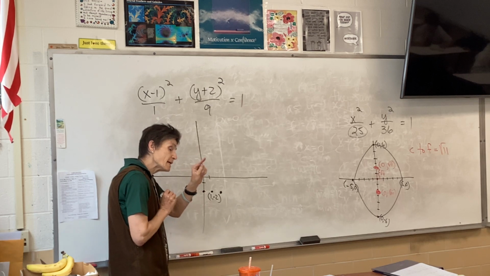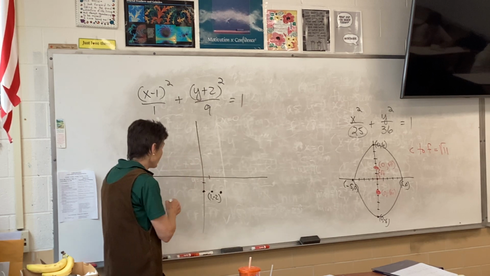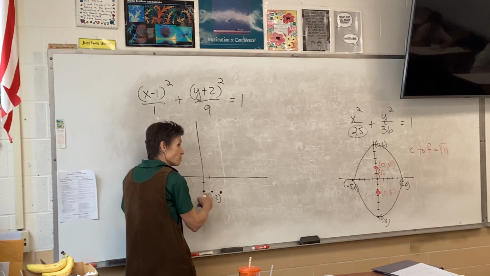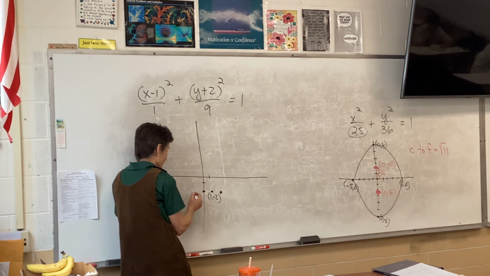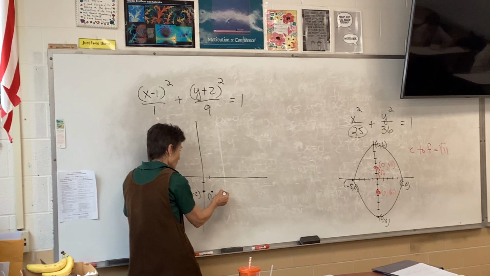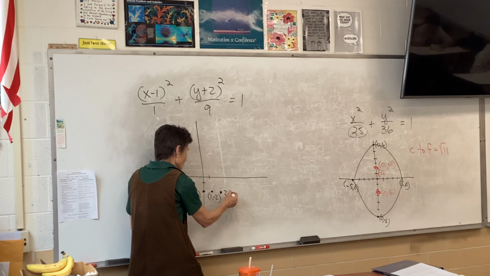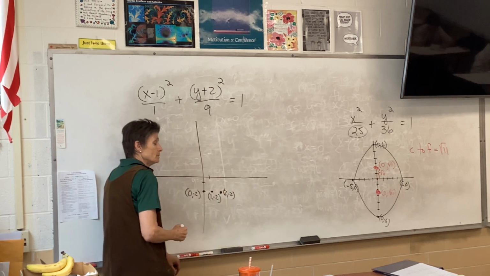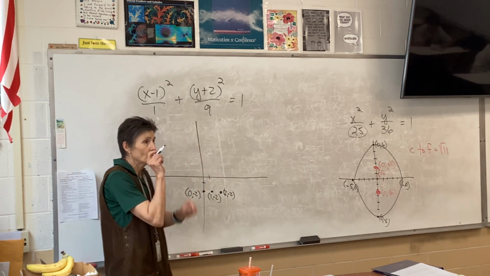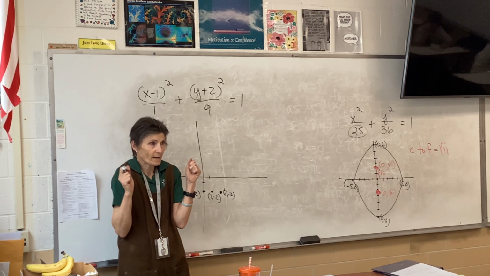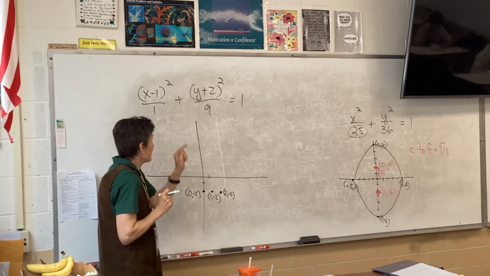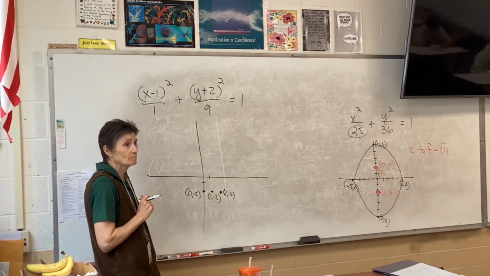Now, by looking at your grid, you should be able to tell me what the coordinates of this point are. What is that one? 0, negative 2. What's this one? 2, negative 2. From the center, go 1 this way, 1 this way. That's it. Now, what does that 9 tell me?